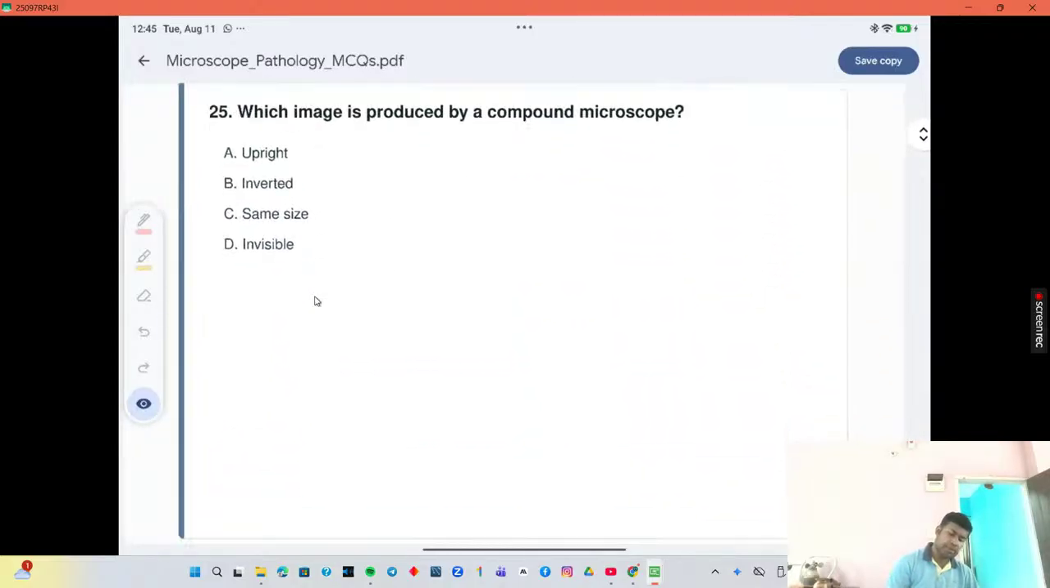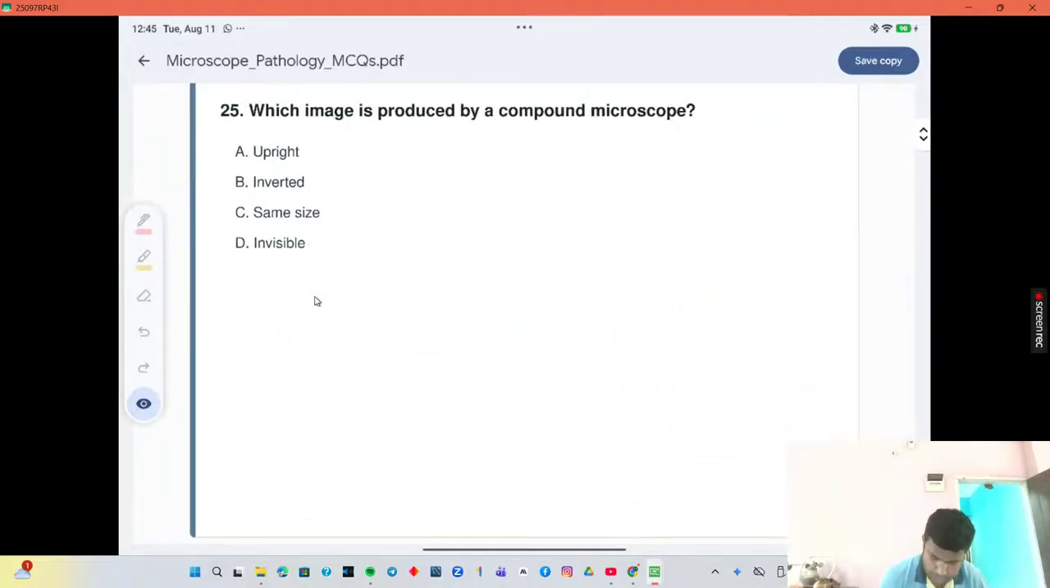Here the question is given as which image is produced by a compound microscope. Can you please answer me this question? Which image is produced by a compound microscope? The answer of this question will be inverted image.